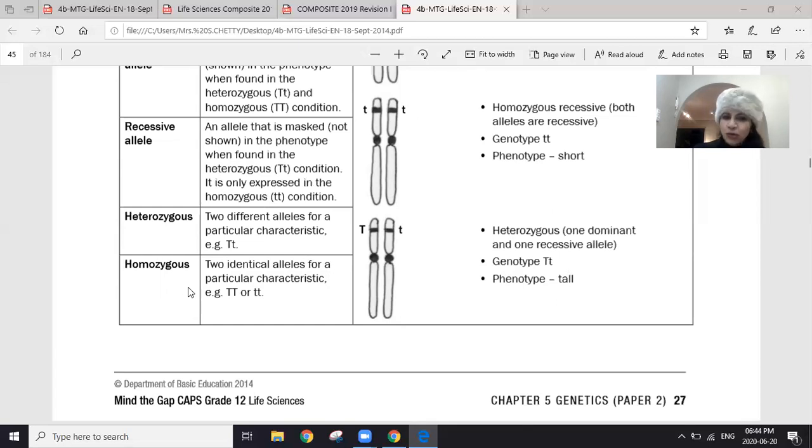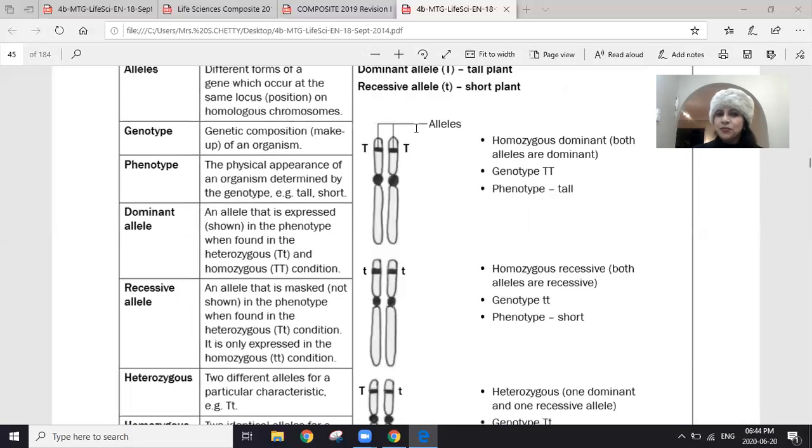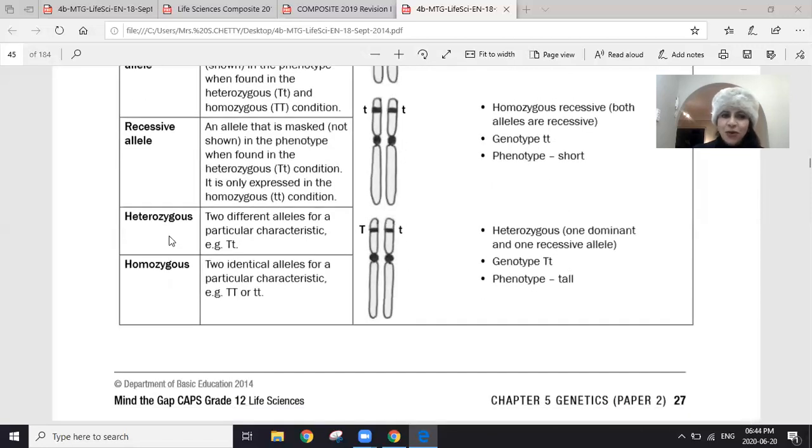What does homozygous mean? Having two identical alleles. So here we go. This is a homozygous condition. This is also a homozygous condition. Heterozygous means having two different alleles for a particular characteristic. So this is a heterozygous condition.